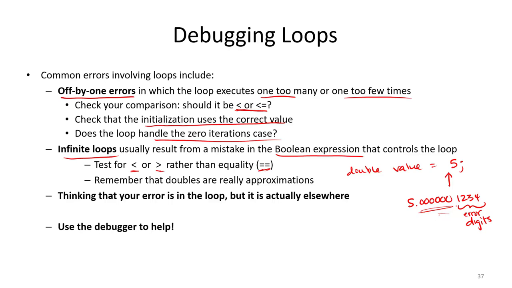Another common loop error is assuming that your error is inside the loop, but it's actually elsewhere. Maybe you forgot to initialize your variables. Maybe you're missing some additional controlling values to help your loop. Or maybe your error really is somewhere else. So definitely use the debugger and our variable tracking tools to help keep an eye on what's happening in your loops. And remember, you're always welcome to reach out and ask questions for help as well.